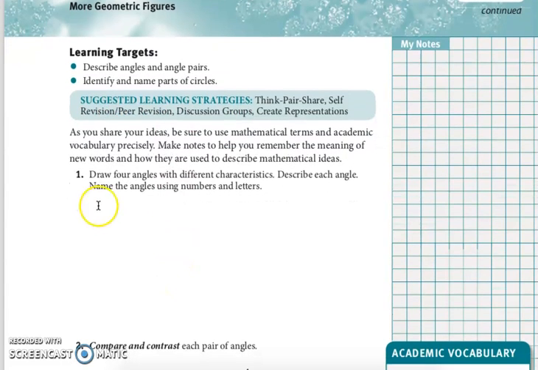So first activity we're going to do here is I want you to just draw 4 angles with different characteristics. Okay, so think about what you know about angles, draw 4 angles with different characteristics, and then describe each angle and name the angles using both numbers and letters. So take some time, go ahead and pause the video and draw those angles and describe them and name them with numbers and letters, and then we'll go over it and see what the answers might look like.